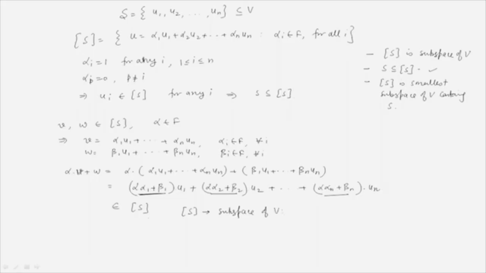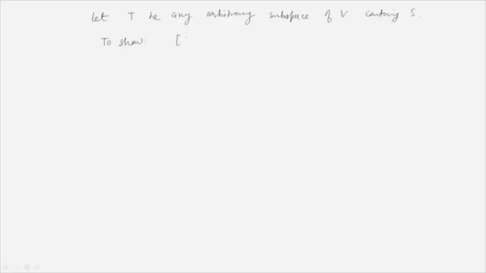Now we have to show that it's the smallest subspace of V containing S. How can we prove it? In order to show that it is the smallest subspace containing S, you take an arbitrary subspace, say T, of V containing S and try to show that the span of S is also contained in T. So let T be any arbitrary subspace of V containing S. We have to show that the span of S is a subset of T. Then only will this be the smallest one containing S.